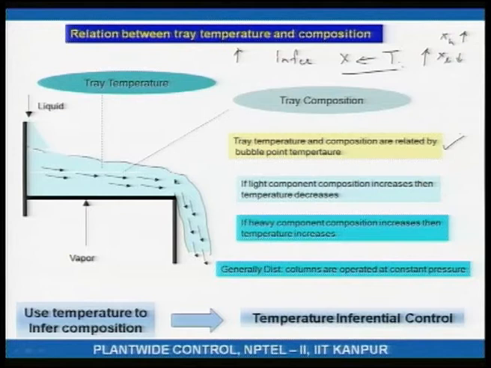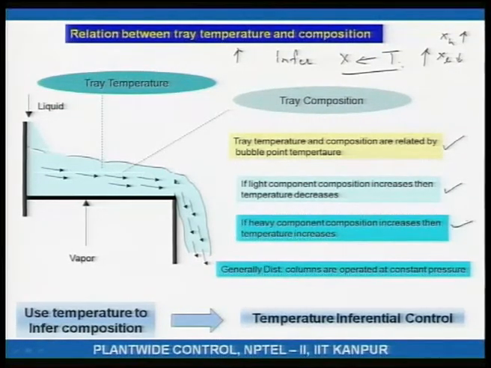All right. So, this is referred to as temperature inferential control, and let me walk you through. Tray temperature and composition are related by bubble point temperature or the boiling point temperature. If light component composition increases, then temperature decreases. If heavy component composition decreases, then temperature decreases. If heavy component composition increases, then temperature increases. If light component composition decreases, then temperature again increases, and so on and so forth.